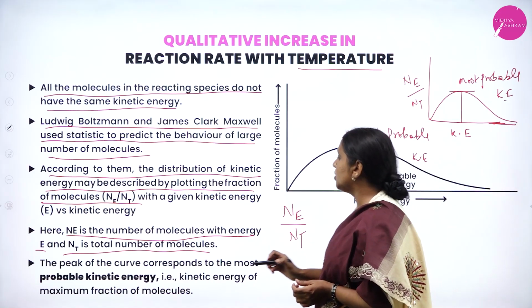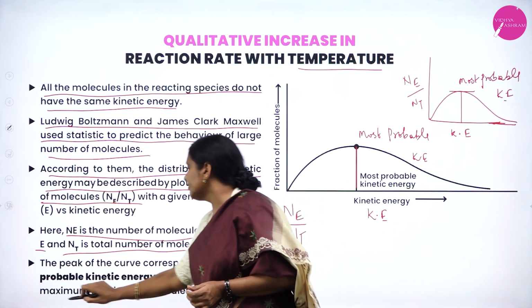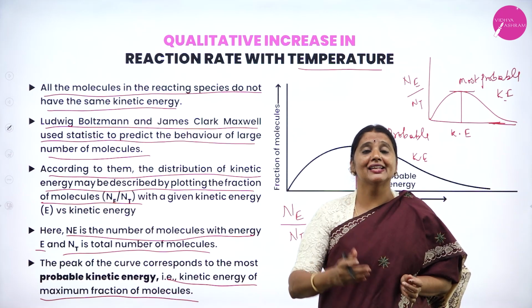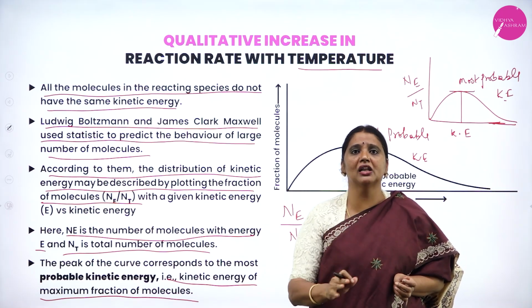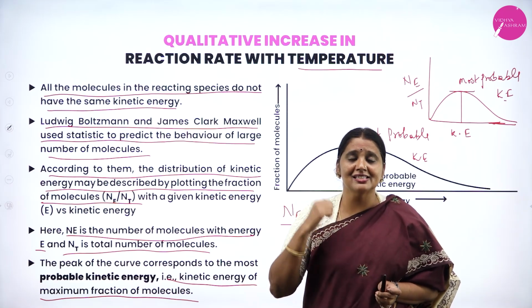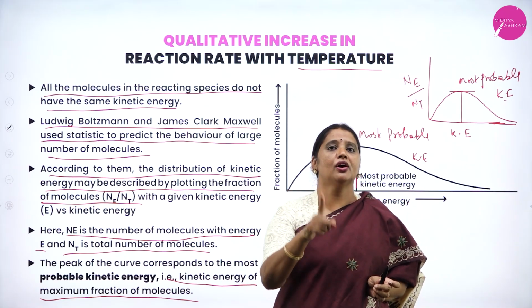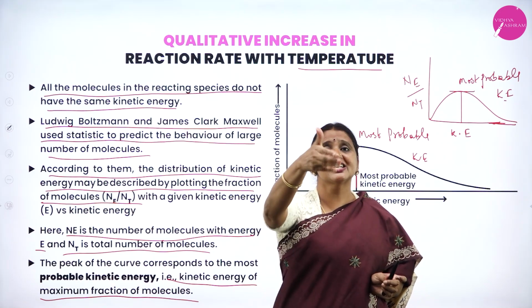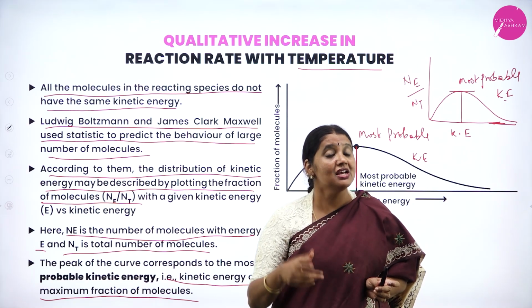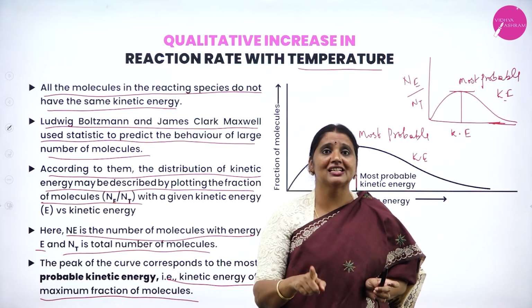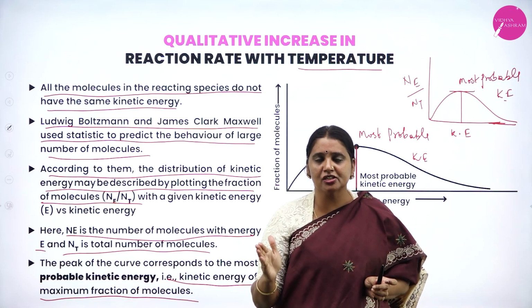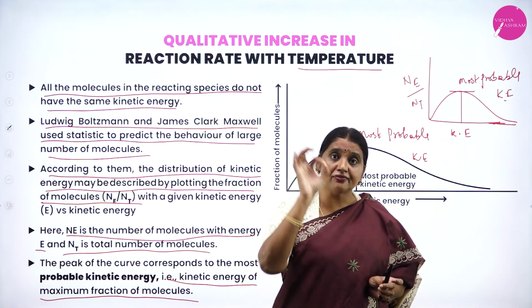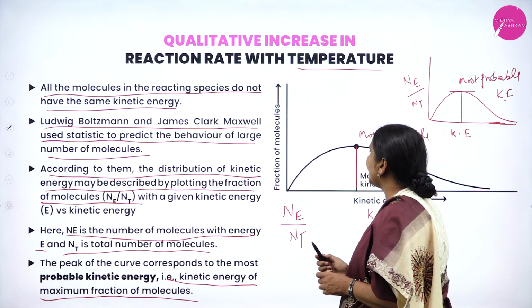This most probable kinetic energy is the kinetic energy of maximum fraction of molecules. So, now in chemical kinetics, this is the third graph. First graph I plotted in case of integrated rate equation, for zero order as well as first order, concentration versus time. Second graph, to explain the effect of catalyst, I plotted potential energy versus reaction coordinate. To explain the effect of temperature, now I am plotting the fraction of molecules.